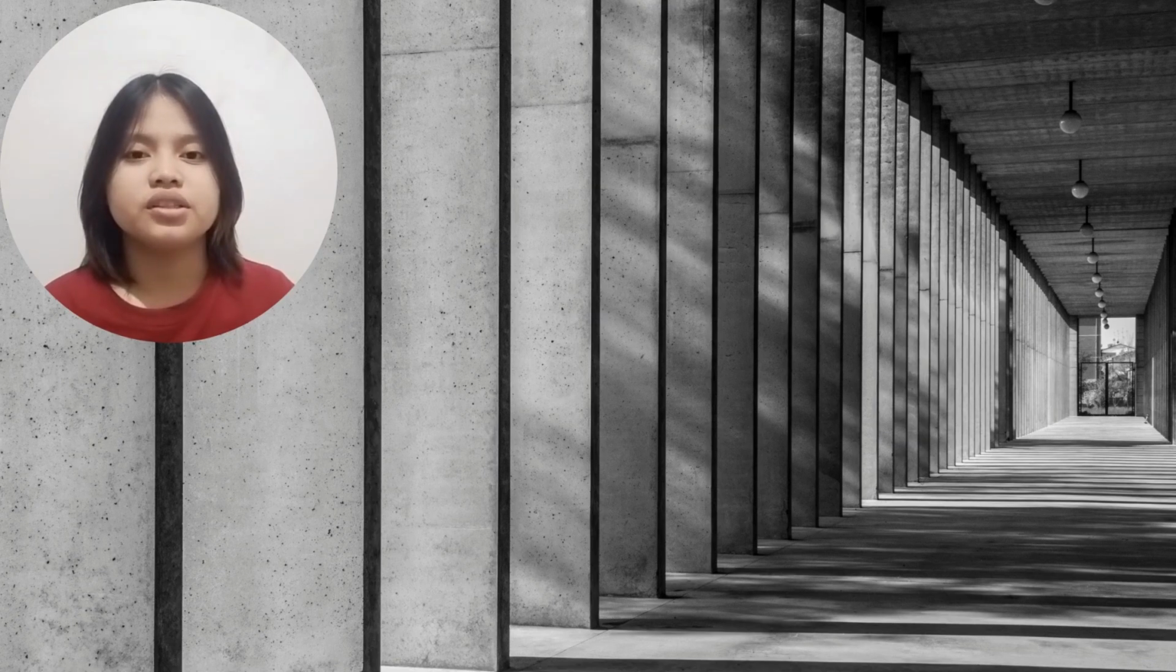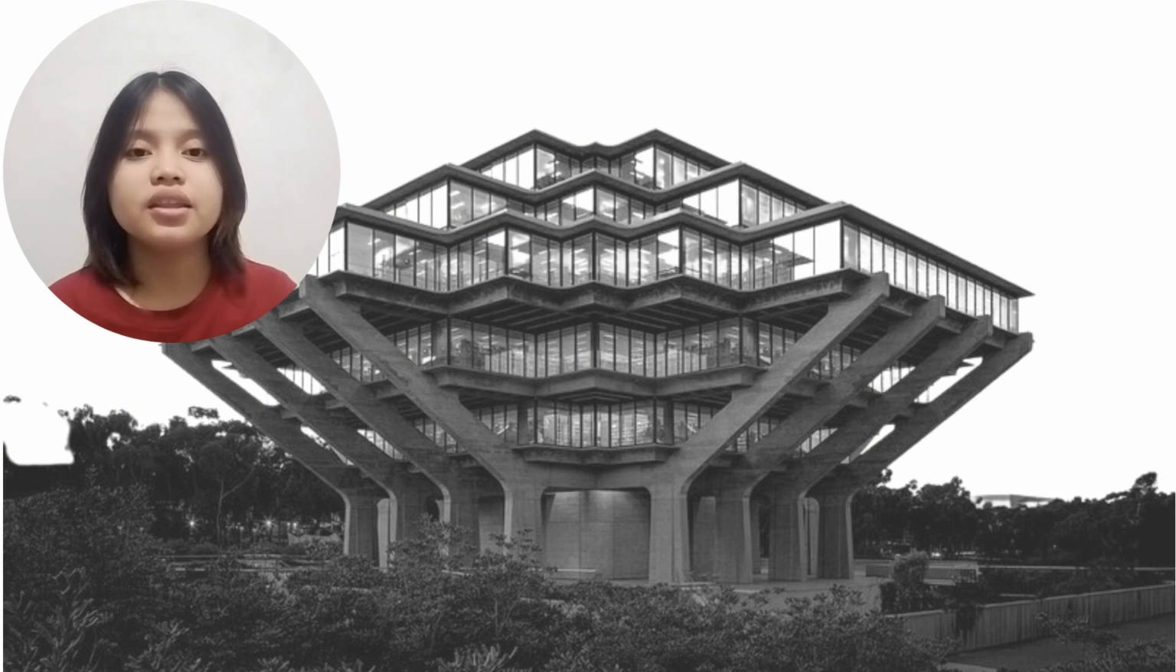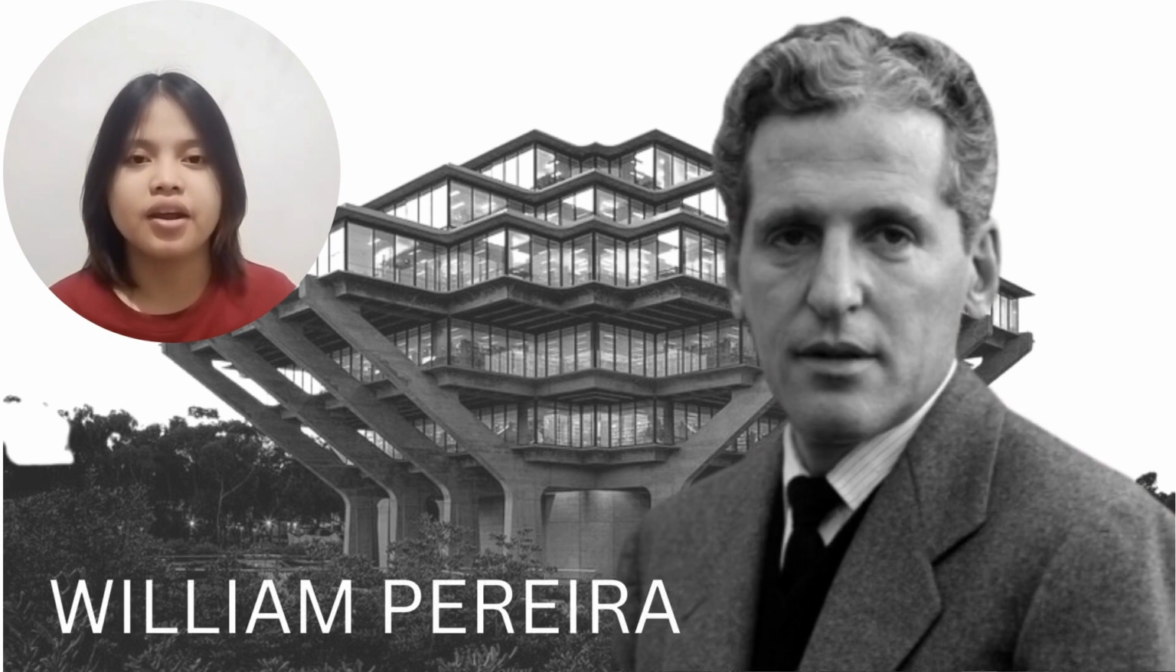Example of brutalism. Number 1, Geisel Library. The late 1960s saw the creation of Geisel Library on the 100-acre campus of UC San Diego by American architect William Pereira. The eight-story building, which is made completely of glass and concrete, was built atop a pedestal that has grown to be regarded as very iconic by residents.